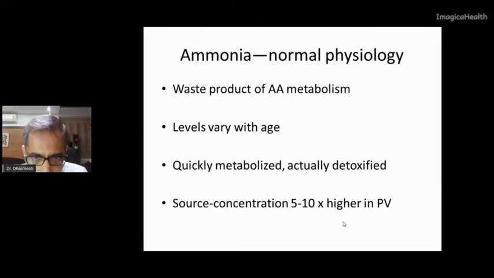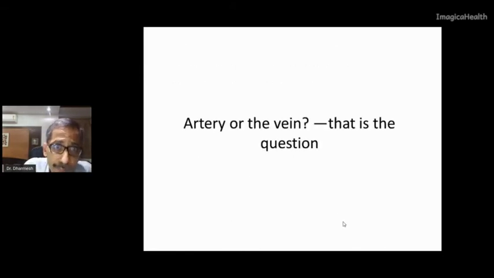And this urea that is synthesized by the liver is then excreted through the kidney. And as you might believe, the concentrations of portal vein ammonia levels are at least 5 to 10 times higher than in the systemic circulation. And most of this will be converted to either urea or glutamine in its passage through the liver. So artery or the vein, that is the question.